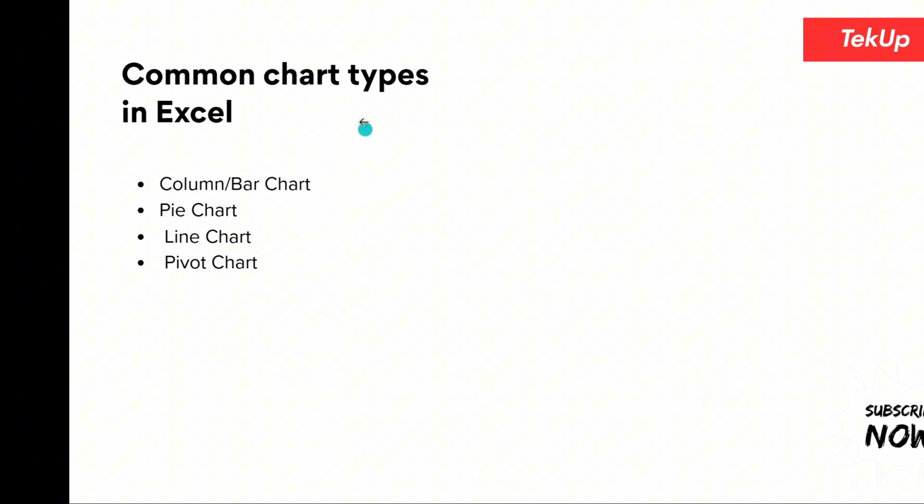Now let's talk about the common chart types in Excel. Now, the common chart types we have in Excel, we have the column and bar chart, we have the pie chart, we have the line chart, we have the pivot chart.